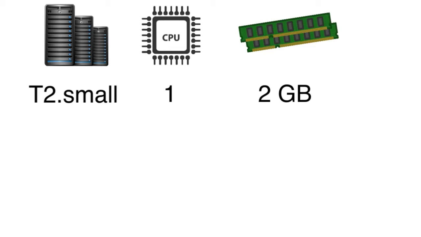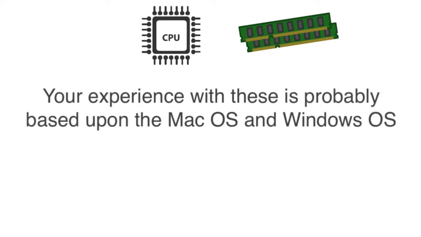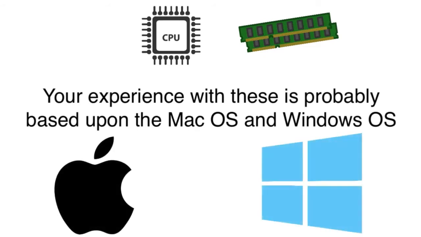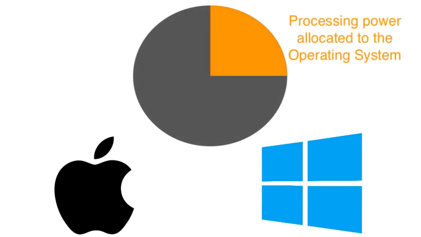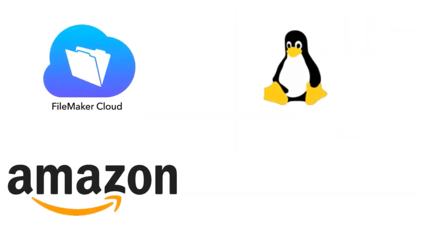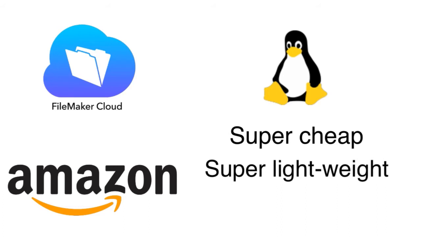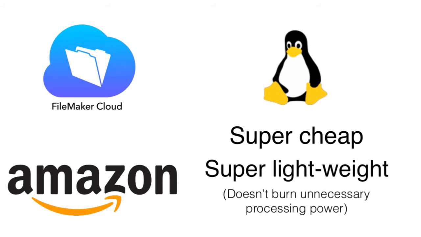Now, it's important to understand that your bias about what a CPU can do and the amount of memory it can do are based upon probably your work on your computer or laptop. Understand that you have been historically using the Mac OS or the Windows OS, and these operating systems burn a lot of processing power just to get them running. So it's important to remind you that FileMaker went out of their way to set up FileMaker Cloud to use the Linux operating system, which A, is super cheap, and B, is super lightweight in terms of it not burning unnecessary processing just to get it running.